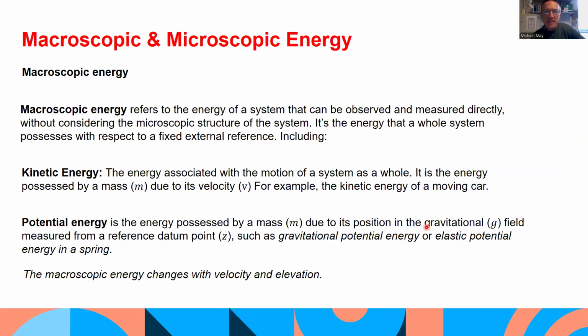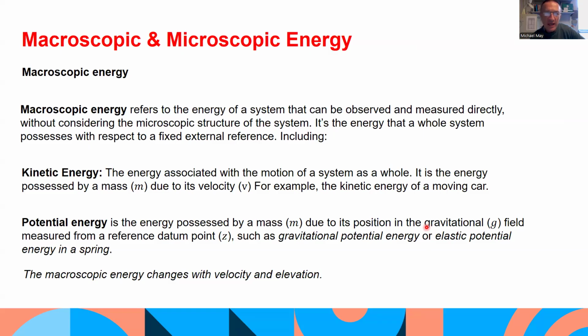Energy in thermodynamic systems can be categorized into two types. One type is called macroscopic energy, so we'll look at macroscopic energy now. Macroscopic energy refers to the energy of a system that can be observed and measured directly without considering the microscopic structure of the system. It's the energy that a whole system possesses with respect to a fixed external reference.